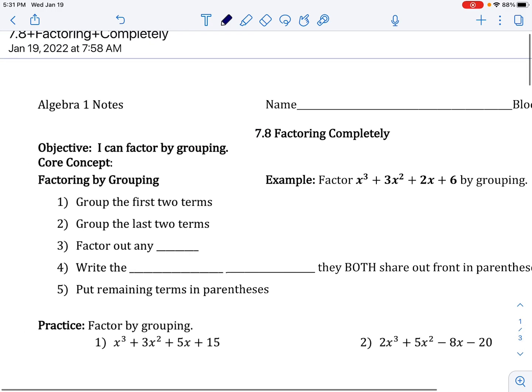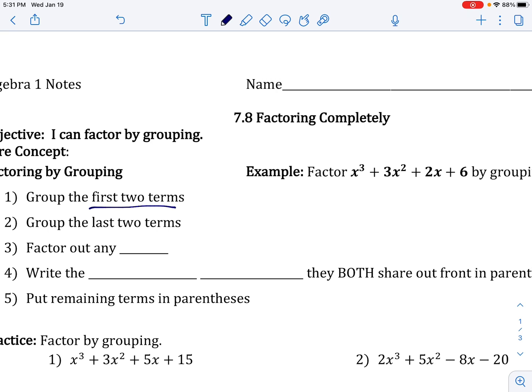So if you look, we're going to group the first 2 terms. So I'm going to put parentheses around the first 2 terms. Then I'm going to group the last 2 terms, so I'm going to put parentheses around the last 2 terms. And then I'm going to factor out any greatest common factors out of each of those groups.